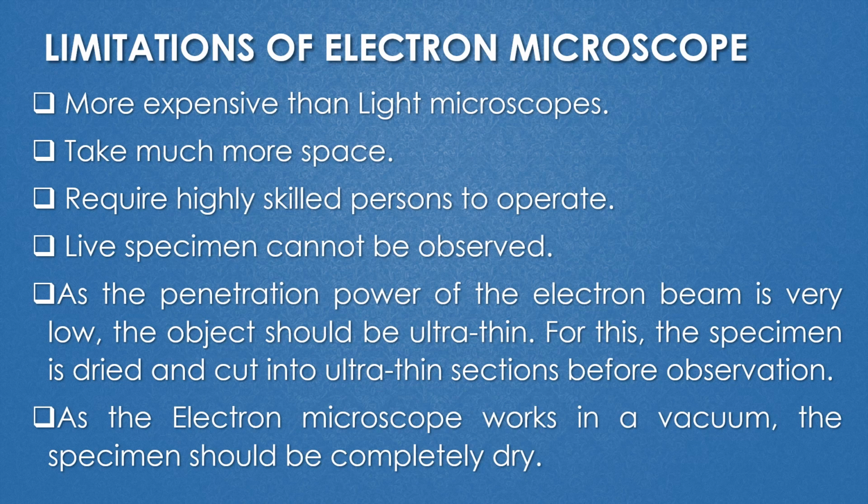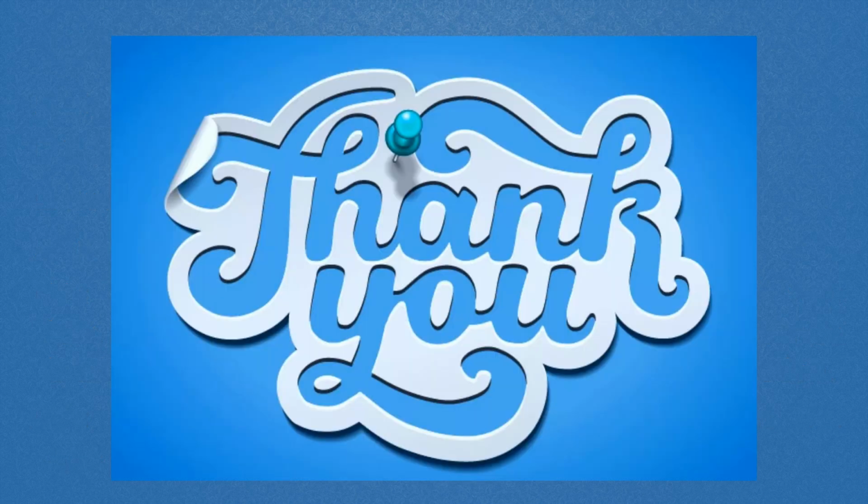The object should be ultra thin. For this, the specimen is dried and cut into ultra thin sections before observation. Thick smears are not allowed to be observed under the electron microscope. As the electron microscope works in a vacuum, the specimen should be completely dry. That's all about the electron microscopes.